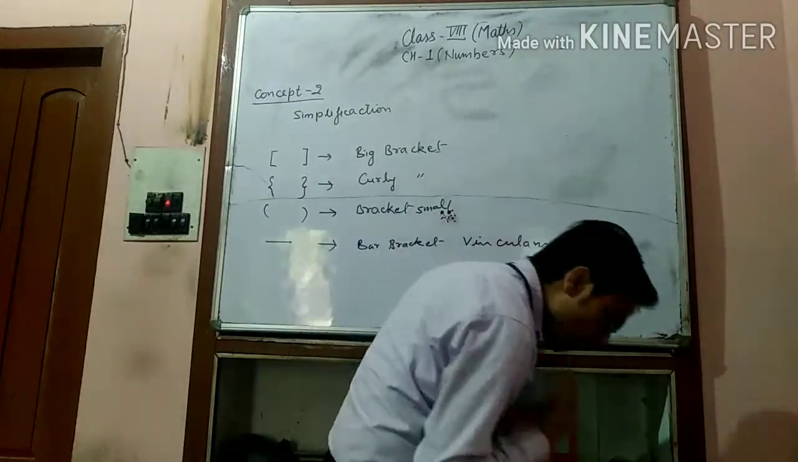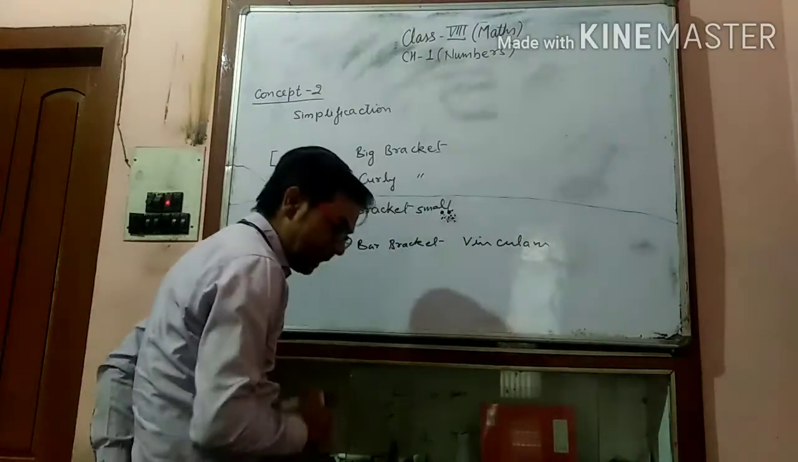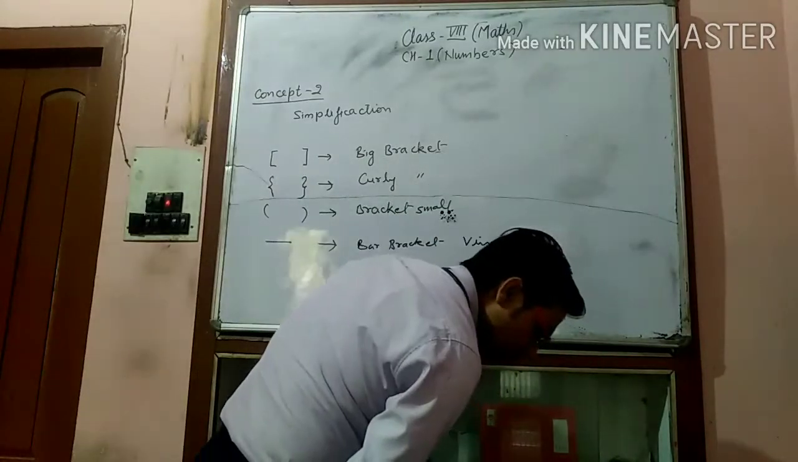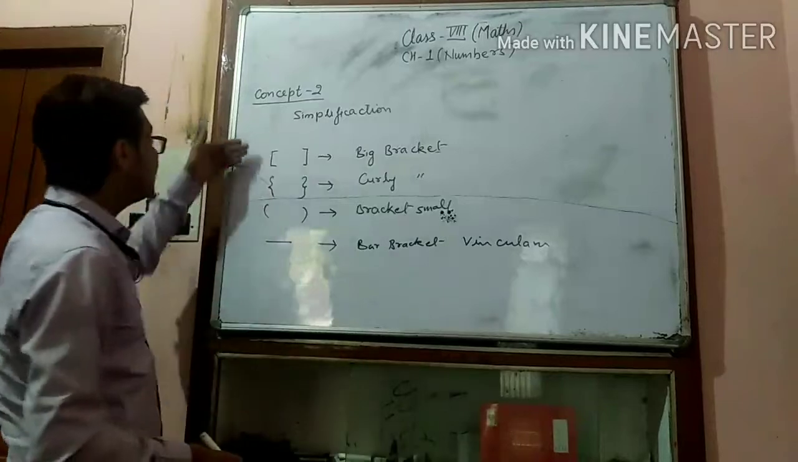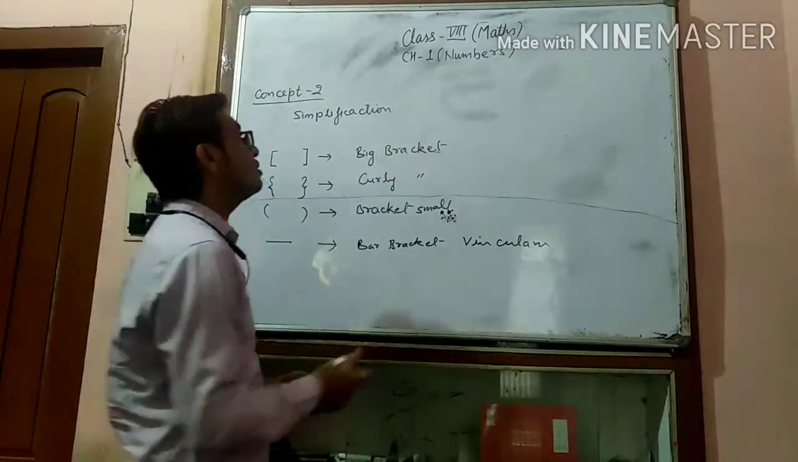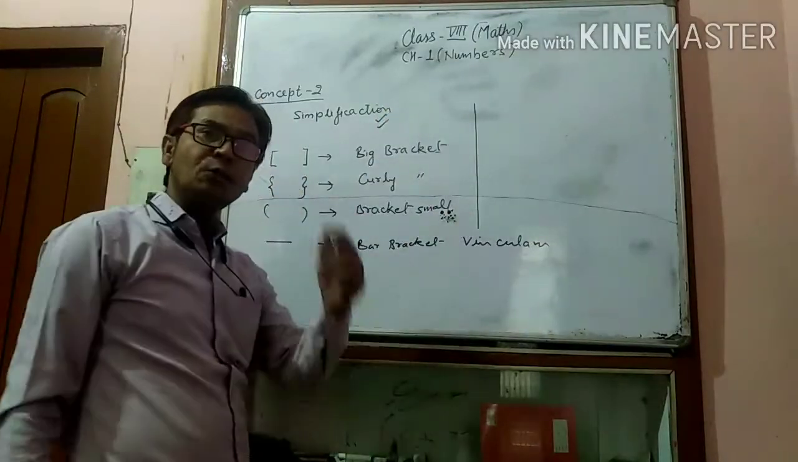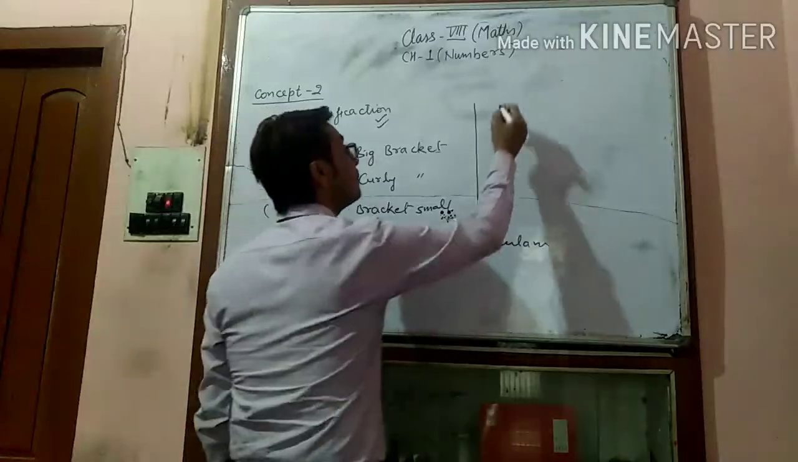It is also called vinculum: vinculum line, bar bracket, curly bracket. These are the brackets which are used in the numbers. And how to solve? The procedure of solving this simplification is only by using this.